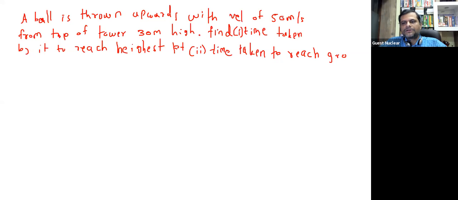अभी देखो, ग्राउंड मतलब टावर के लेवल पे नहीं, ग्राउंड पे मतलब नीचे जाने के लिए कितना टाइम लगेगा ये हमको निकालना है. और एक क्वेश्चन यहाँ पे है, find its velocity when it strikes the ground.